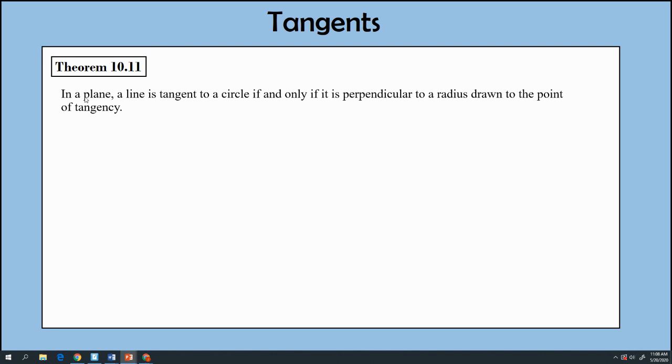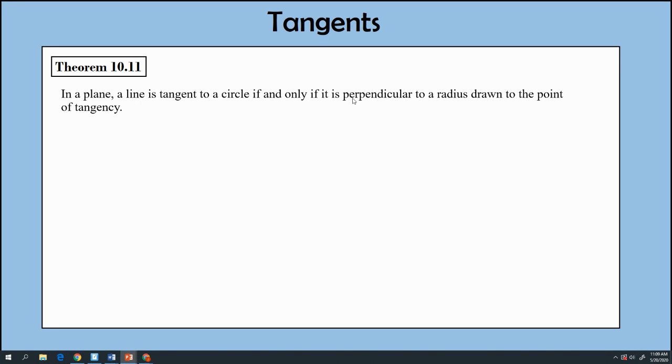Okay, our first theorem is the one we use a lot, obviously the most. It says that a line is tangent to a circle if and only if it's perpendicular to a radius drawn to that point of tangency. Okay, so what you should see here, hopefully, number one, is that this is a biconditional statement. If and only if means you can switch the hypothesis and conclusion of this, and it's true. So basically, we could say if a line is tangent to a circle, then it's perpendicular to the radius drawn to the point of tangency.